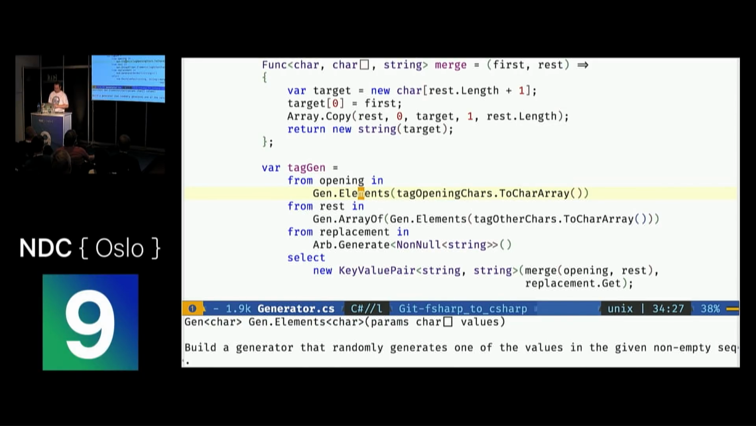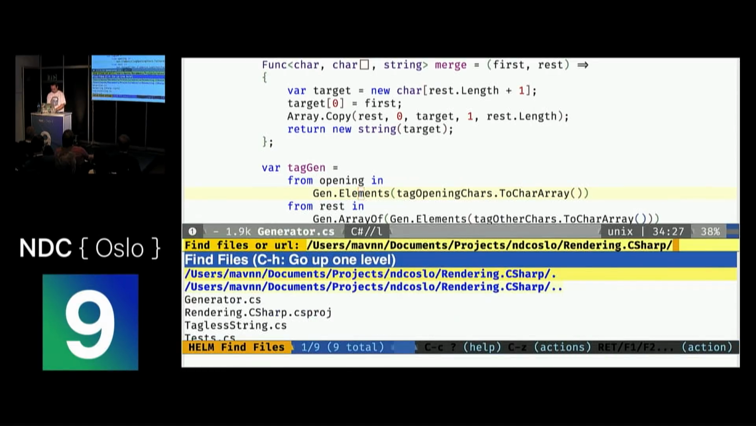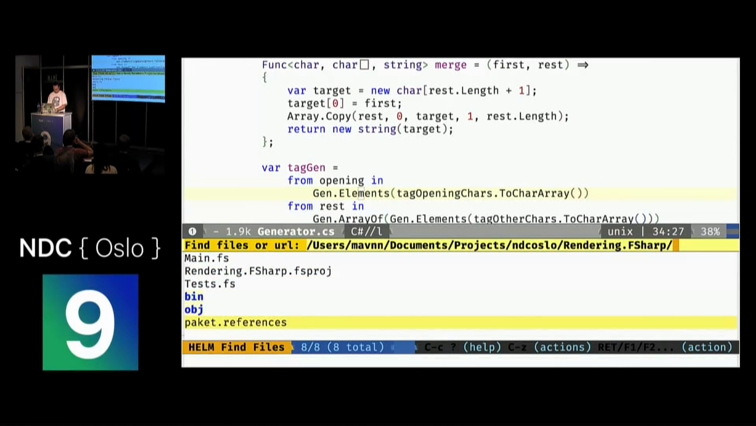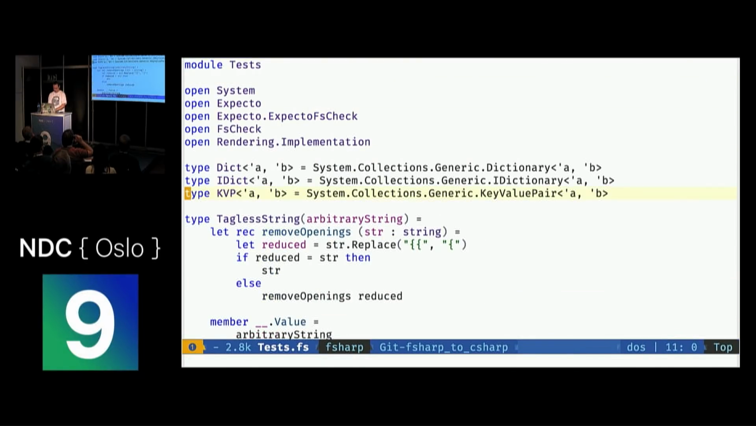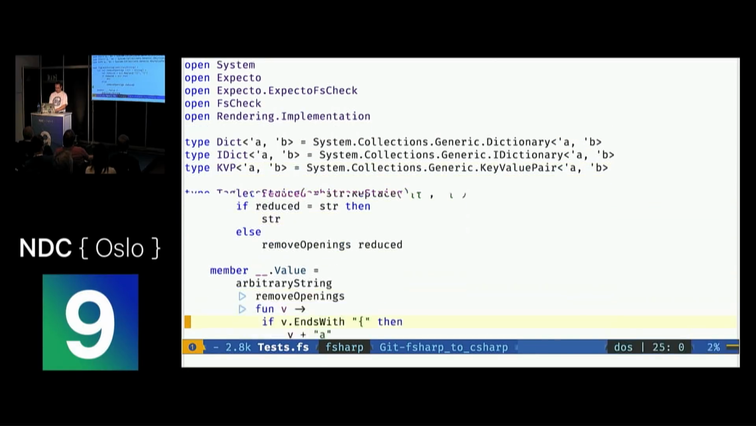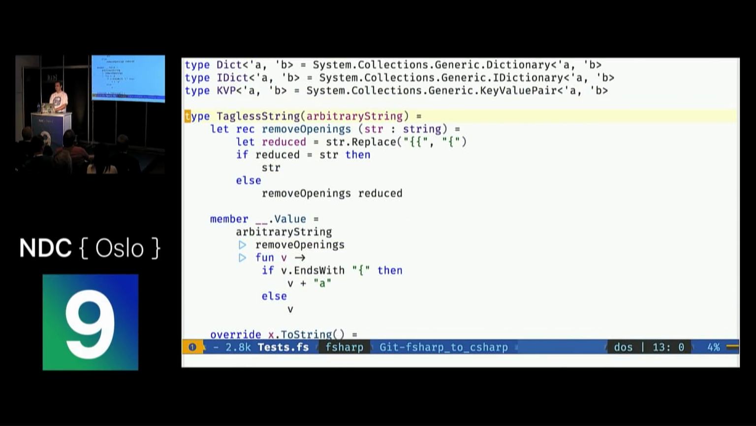But fortunately, F# allows us to work around this. So I'm going to go quickly across to the F# version of this code to see if we can add something a bit more. At the moment, this is basically exactly the same as the C# version. I've got a few type aliases just to make the code a bit shorter. Hopefully they're fairly self-explanatory. We have our tagless string class still.